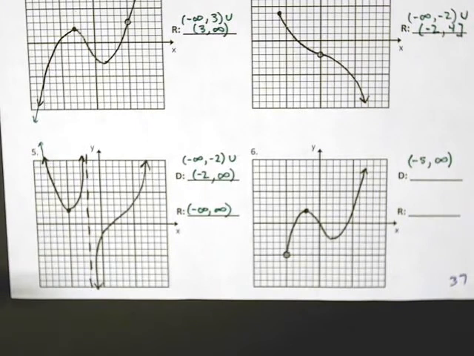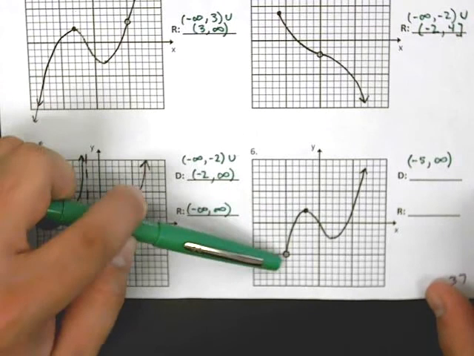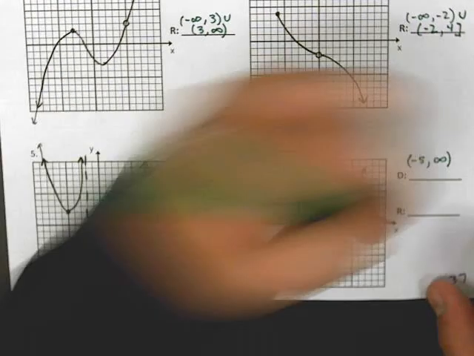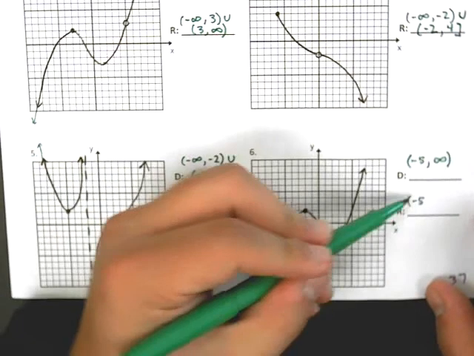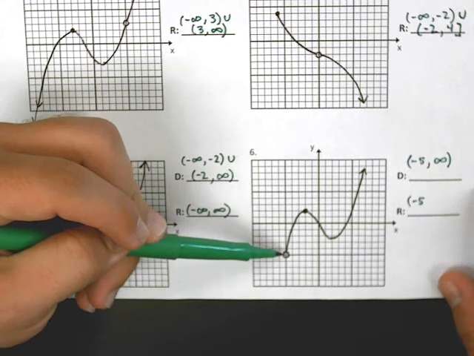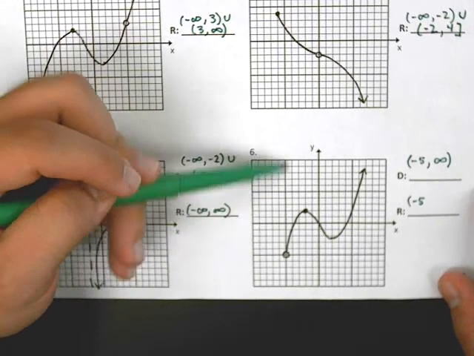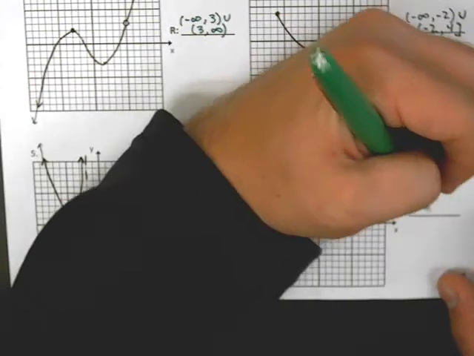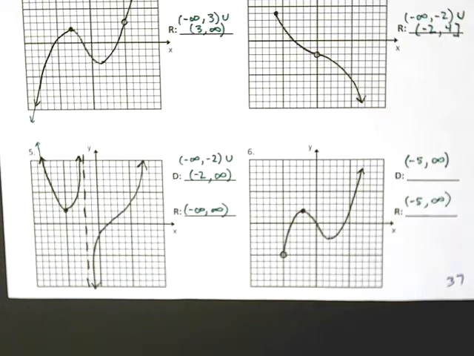As for the range, our lowest y value, right here, again is at this hole, and that value is negative 5. Now, again, I used a parenthesis because it is a hole. It's not included. Now we check. We go up, we go up, we go up. There are no y values that are restricted. So we go to positive infinity.